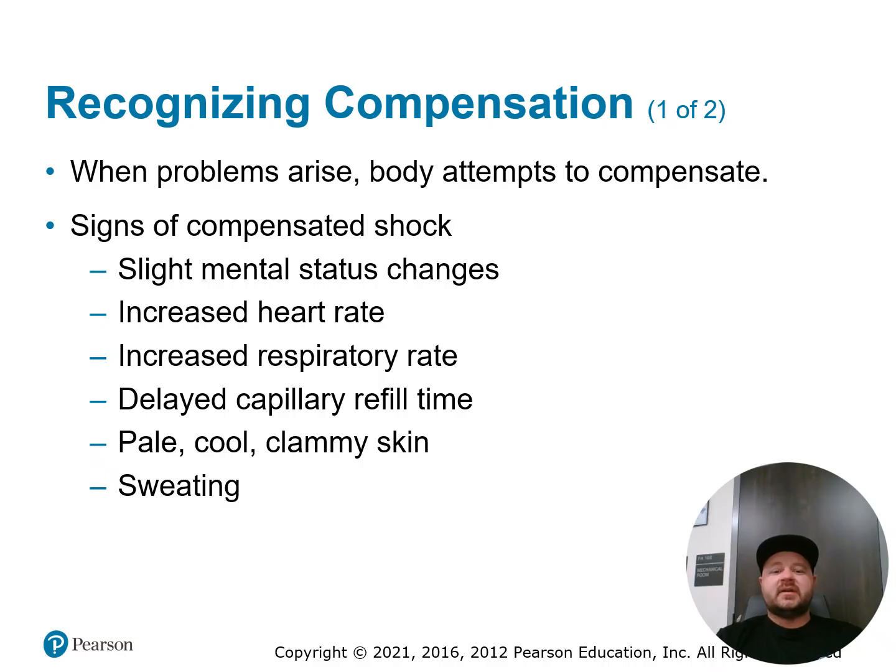The reason we have things like delayed capillary refill time and the cool, pale, clammy skin is because our body is trying to shunt blood, to move blood from our extremities to our core, where all of our vital organs need the blood more than our hands, right? So our peripheral vasculature, all of the veins and arteries in our extremities, are going to try to constrict and reduce the blood flow to the extremities so that we can keep it in the core. Because of this, you're also probably not going to have a very strong peripheral pulse or distal pulse.